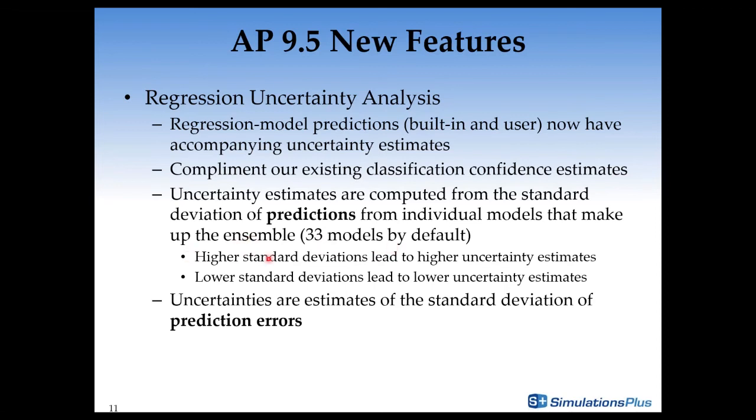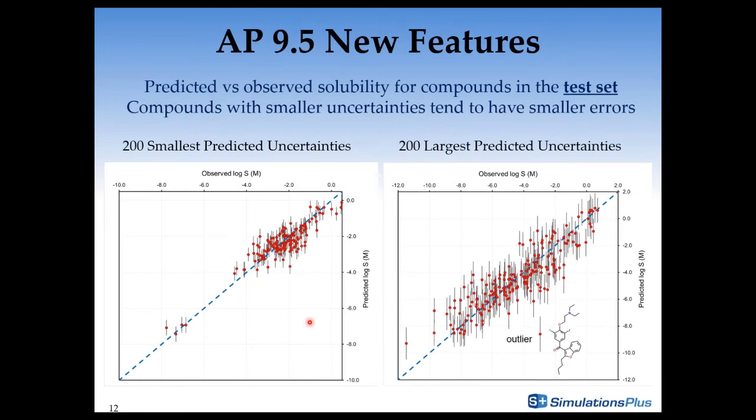Higher standard deviations of those predictions lead to higher uncertainty estimates and vice versa. The uncertainties themselves are estimates of the standard deviation of prediction errors. So they're telling you something about the errors. And hopefully the next slide will clarify that a bit.